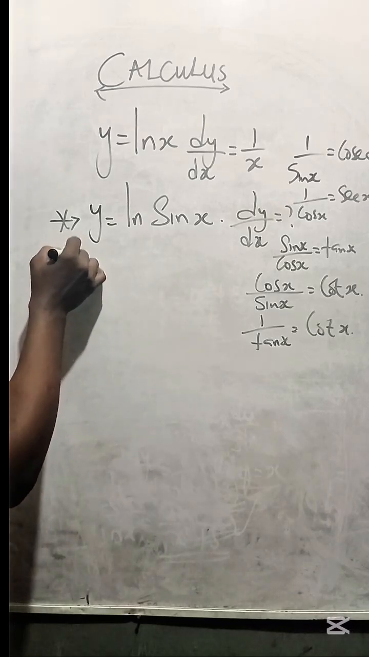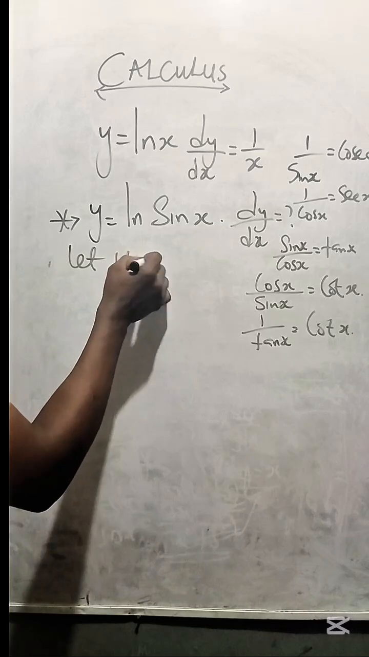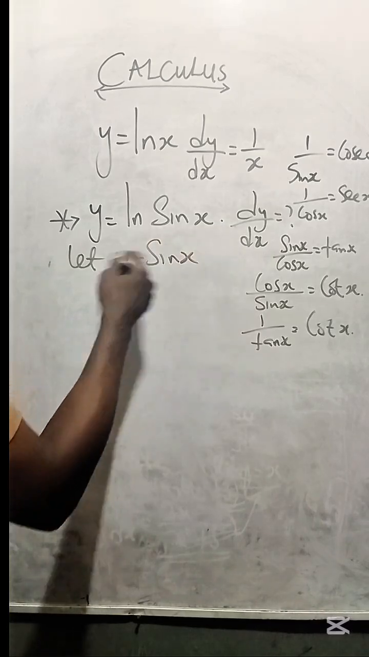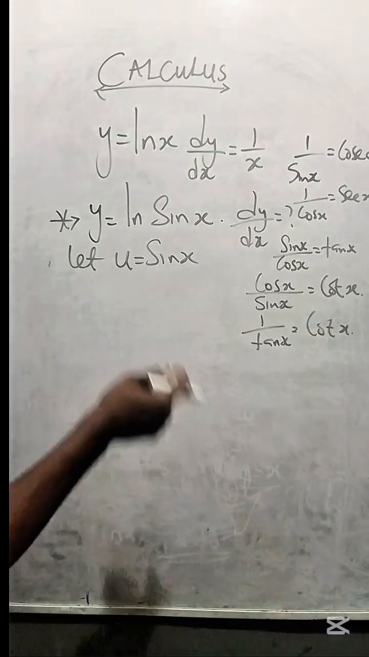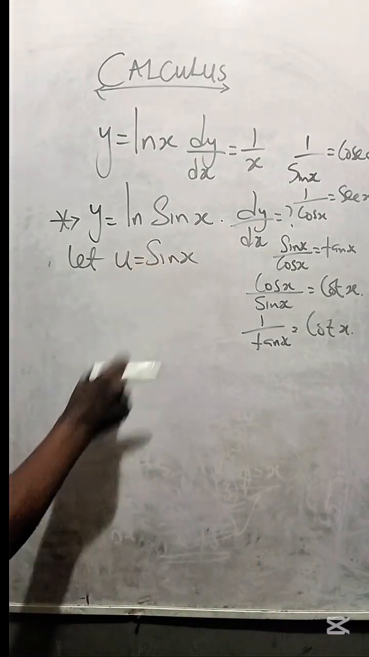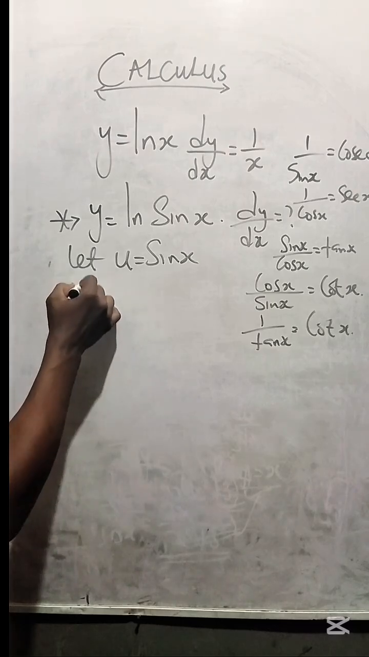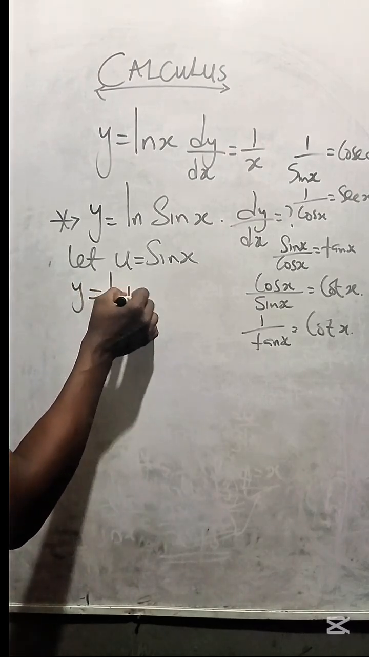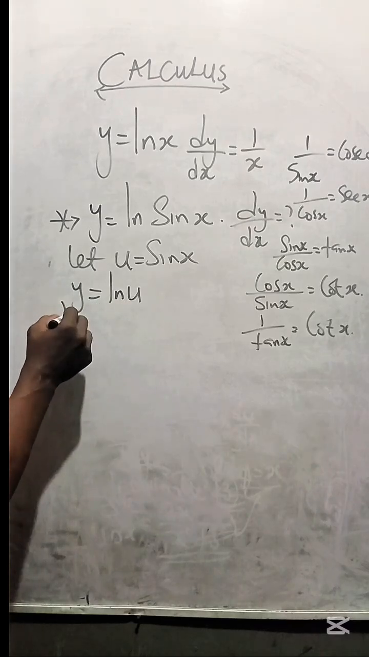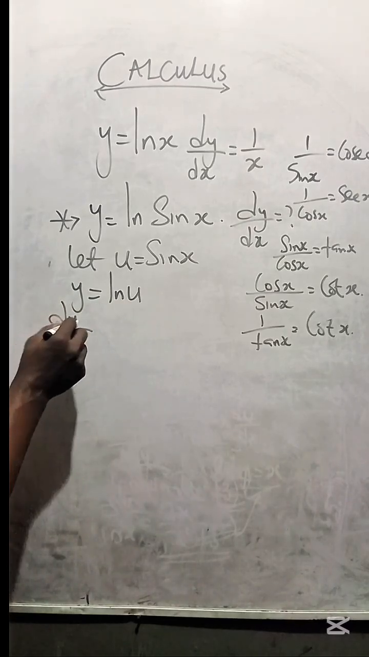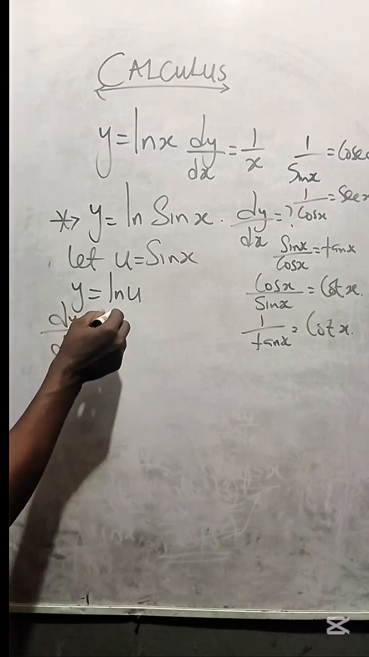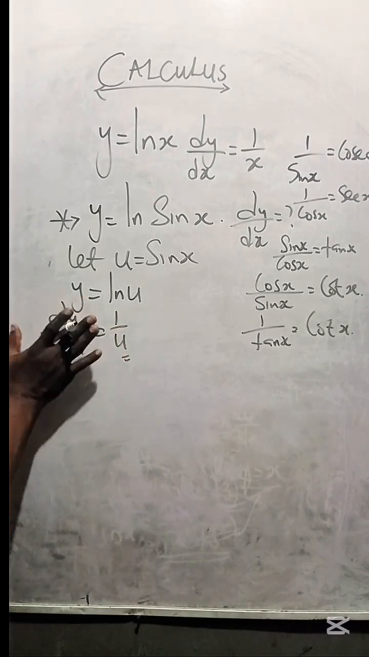I'll say let u equal to sine x. If they are writing a theory-based question, you say let u be sine x. Then y equals ln u. We go back again: dy over du will always give us 1 over u. This is constant.